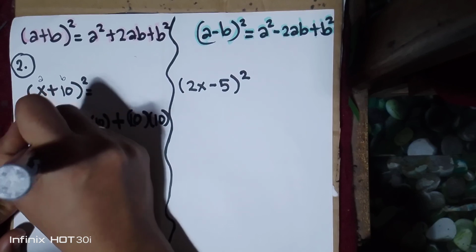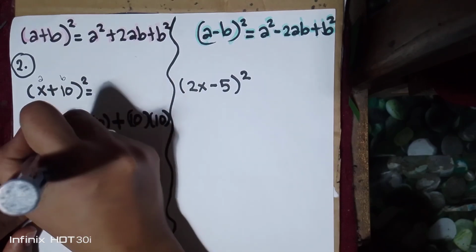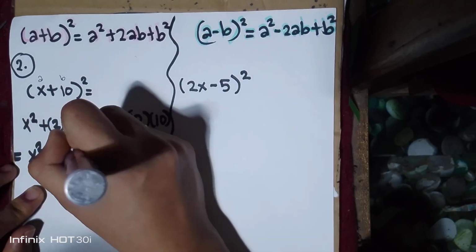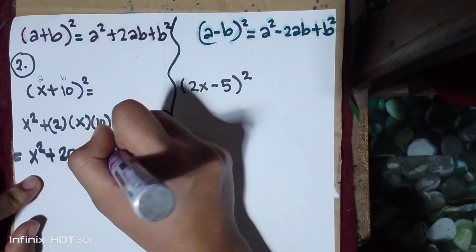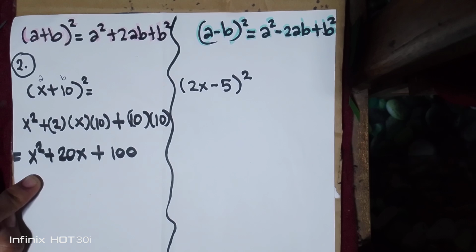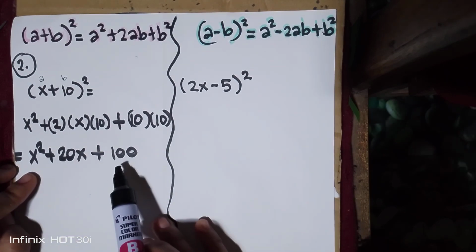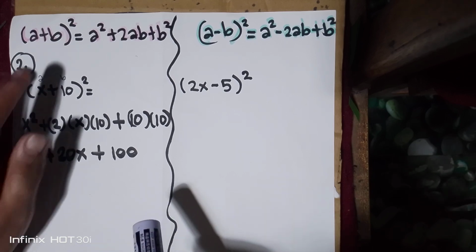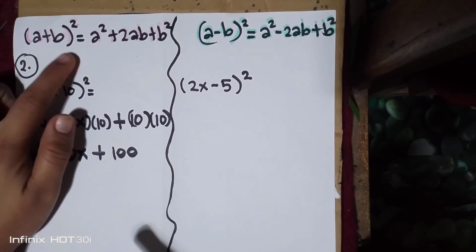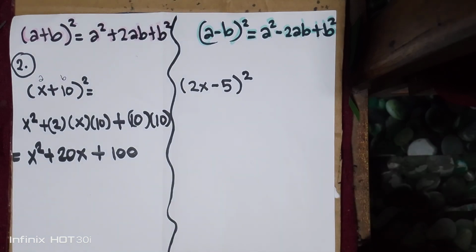So x squared, copy x squared. And then we're going to multiply 2 times 10. The result is 20x. And we have 10 times 10, it's 100. So as you can see, our first term and our last term are perfect squares. So maybe that is why the result of these square binomials, or squaring binomials, is called perfect square trinomials.